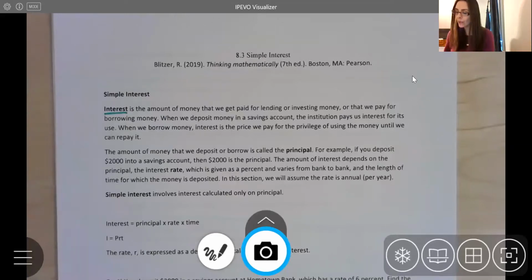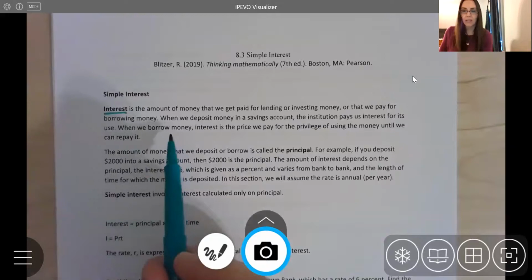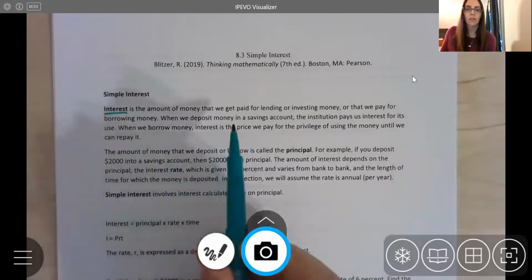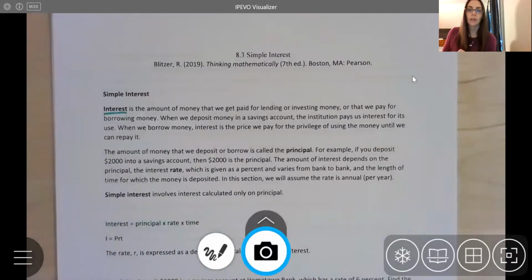When we borrow money, let's say you take out a loan or a credit card, interest is the price we pay for the privilege of using the money until we can repay it, right? So you're paying that extra fee to borrow the money.